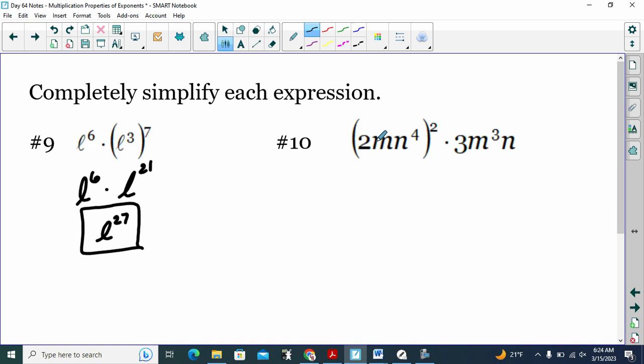All I'm doing inside here is multiplying. When that's the case, I can distribute this to the second. So I need to raise each thing to the second. So I'm going to raise 2 to the second, m to the second, and n to the fourth to the second. I am distributing that to the second, to each of the things. I'm going to recopy this part here. 2 to the second, that means 2 times 2, it's 4. M to the second, I can't do anything with. N to the fourth to the second, power of a power. I want to multiply the exponents.